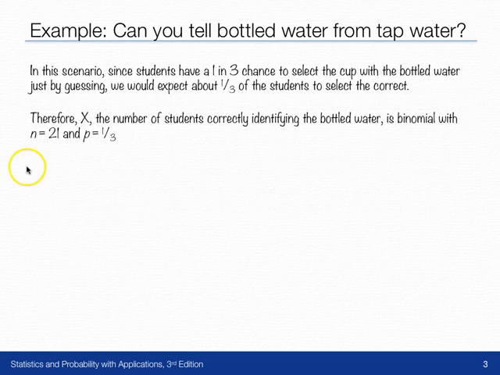In this scenario, students have a 1 in 3 chance to select the cup with the bottled water just by guessing. So they have a 1/3 chance of getting it correct. We would expect about 1 out of 3 students to get the correct cup just by chance. X is binomial, therefore, with n equals 21 and p equals 1/3. And so we want to know what the probability that X is at least 13 is.